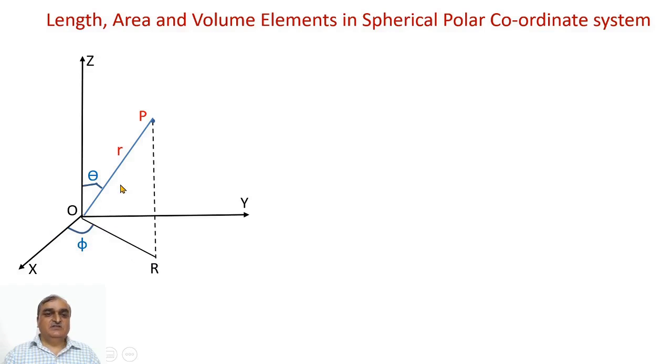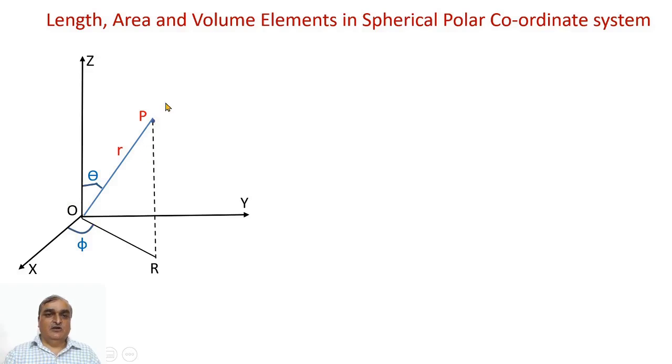As well as we have seen three curves. The r curve is along the increasing direction of r. The theta curve is along the increasing direction of theta. And the phi curve is the circle, which is along the increasing direction of phi. These three curves we have already seen.